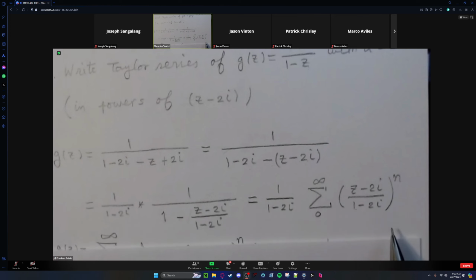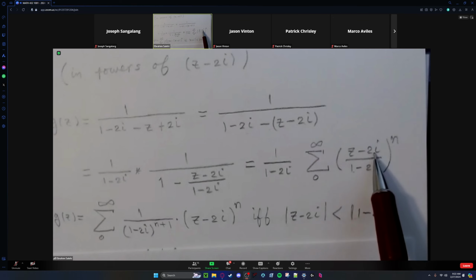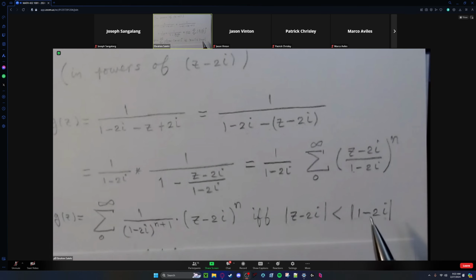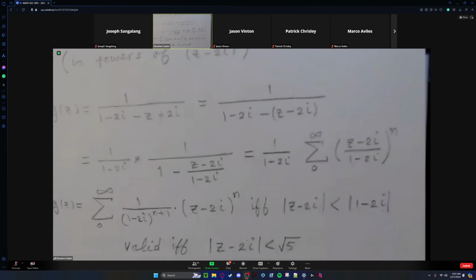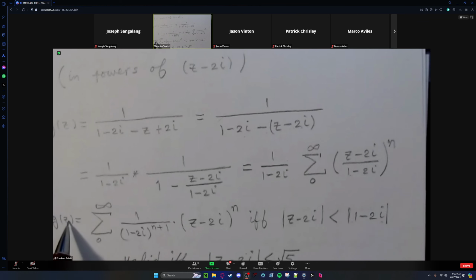All right. So the modulus of this guy less than 1 means the modulus of the numerator divided by the modulus of the denominator, all right, means this. But the modulus of this one is the square root of 5. So this power series representation, we found g of z is this.